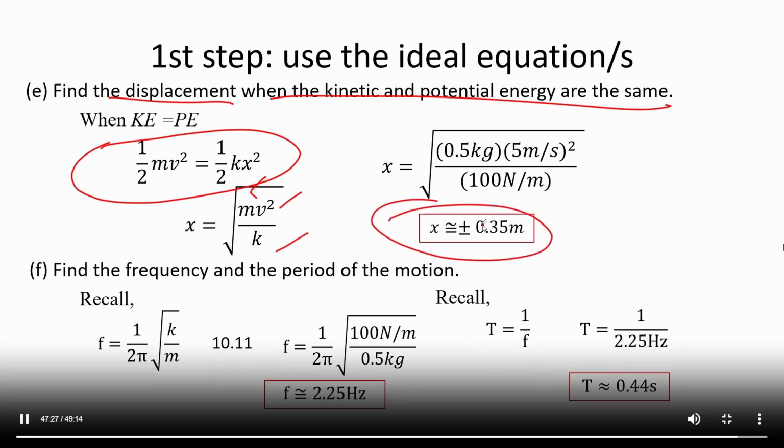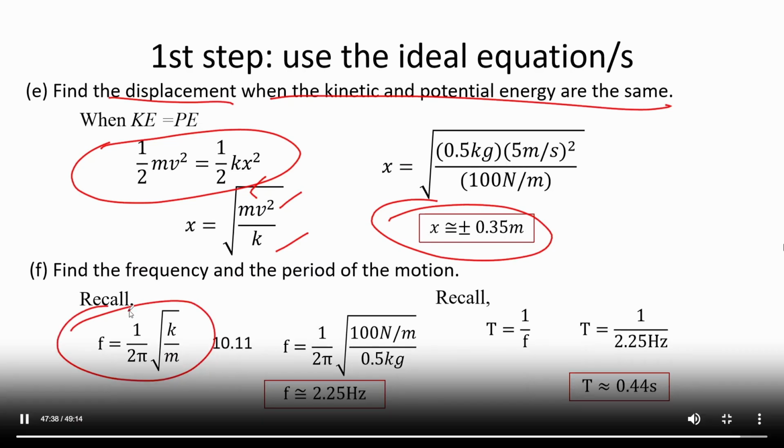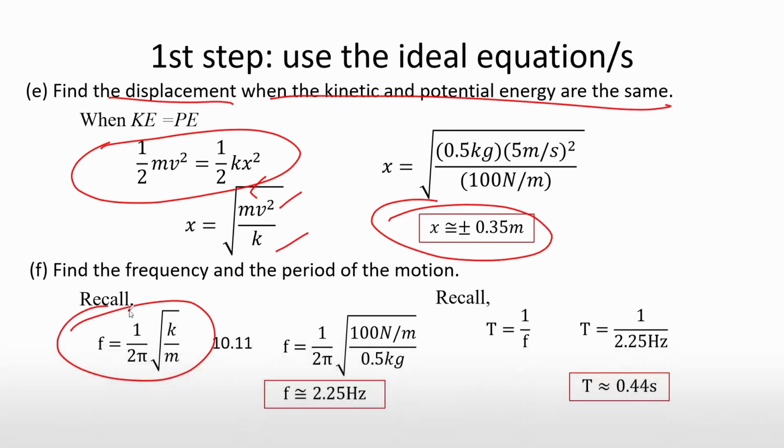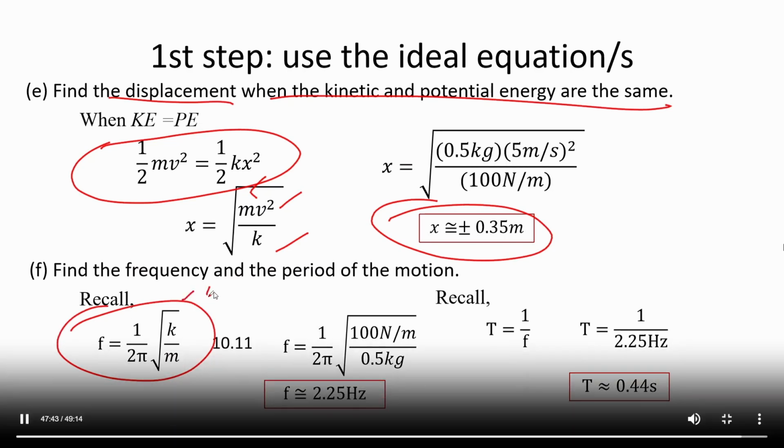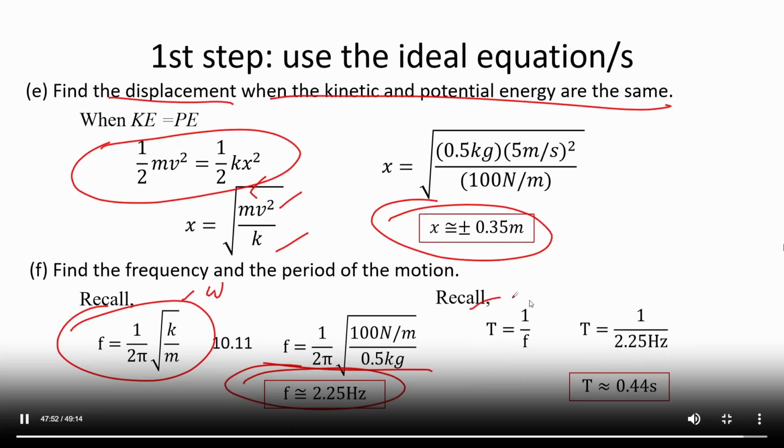And F, find the frequency and period of the motion. The frequency can be solved using this expression: 1 over 2 pi times the square root of k over m. Take note, this is also omega over 2 pi. Substituting the values gives you the frequency, and the period is just 1 over f, which is 0.44 seconds.